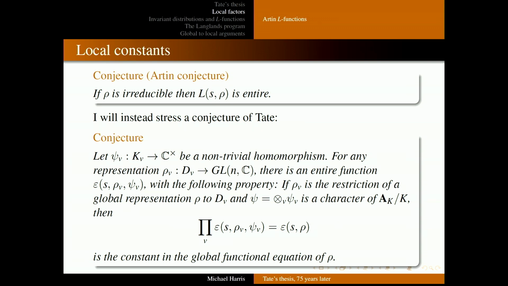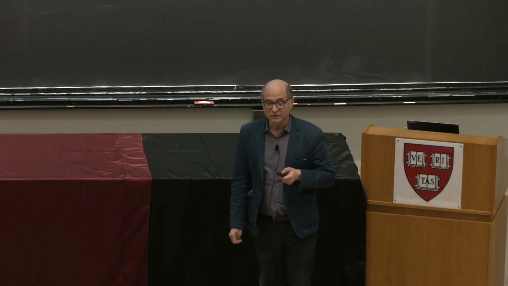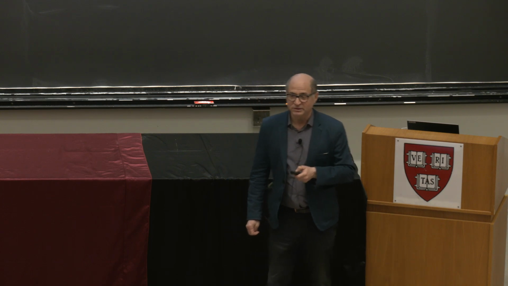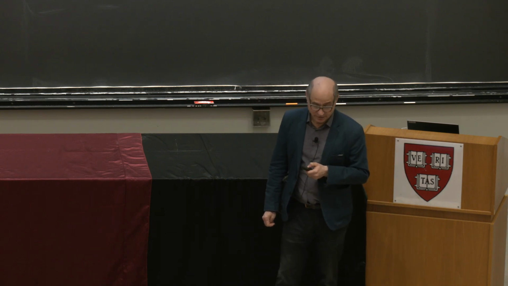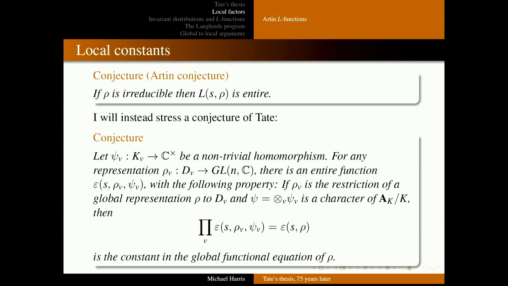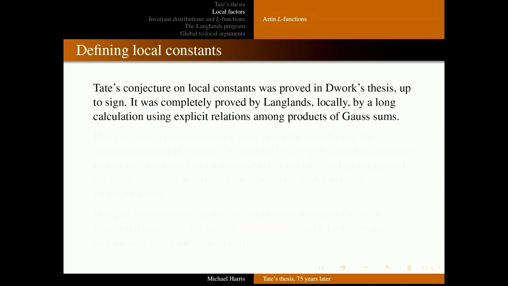exhibited the global constant in that functional equation as a product of local constants. And so the question is essentially why, when you apply Brouwer's theorem to write the global functional equation, is this independent of the way you wrote it? That's essentially what he's asking. So you have a local epsilon factor now. It was proved in Dwork's thesis up to sign.